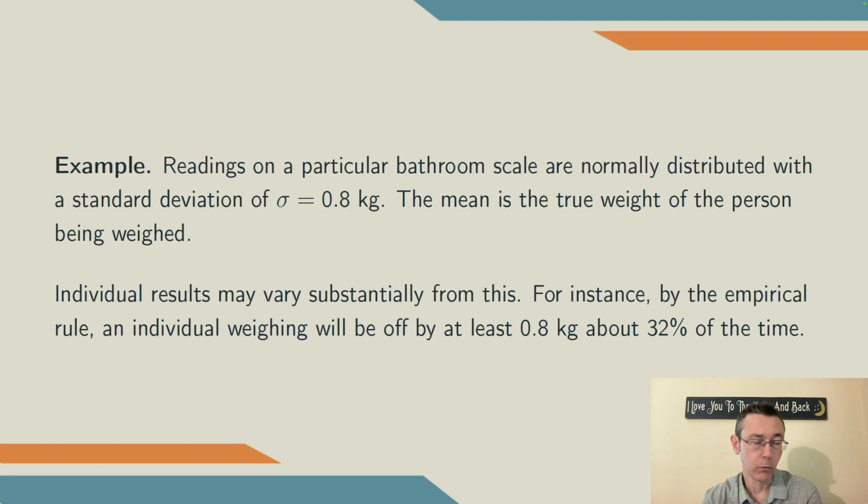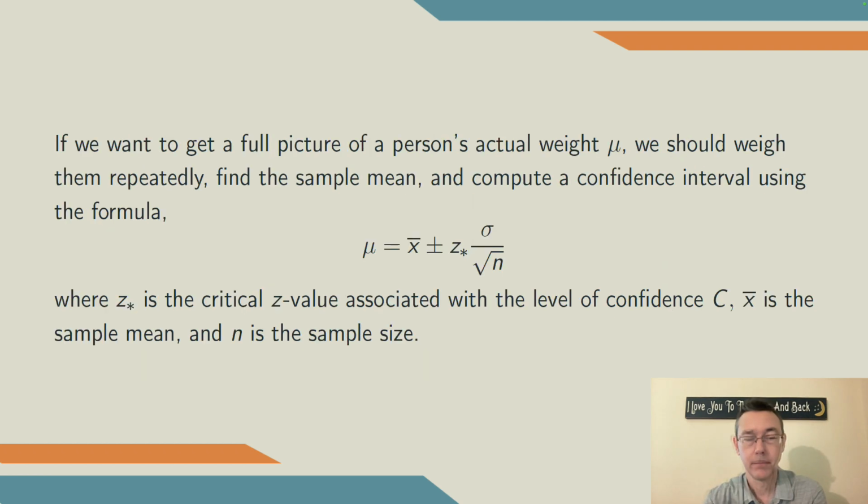Now, individual results from weighings can differ substantially from the true weight of a person. By the empirical rule, an individual weighing will be off by at least 0.8 kilograms, one standard deviation, about 32% of the time, because about 68% of the time the weighing will be within one standard deviation of the mean.